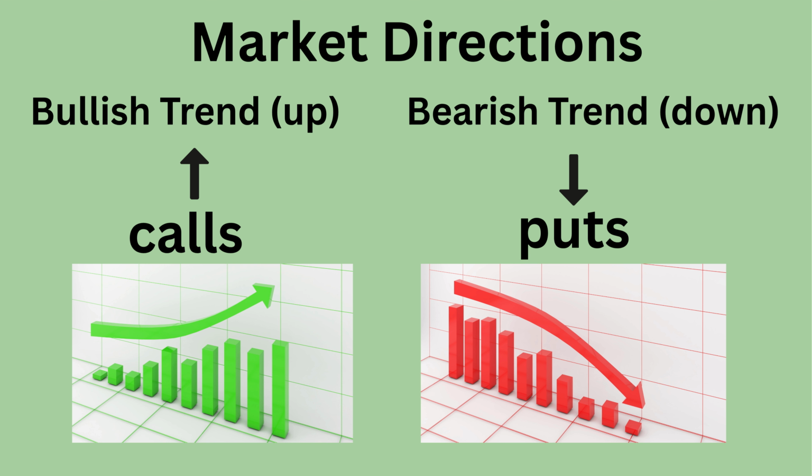There are many types of option strategies, but we are only going to focus on the basic standard options in this video since this is meant to be a beginner's tutorial. Calls are a bullish trend, which means you believe the market is going in an upward trend. Puts are a bearish trend, which means you believe the market is heading on a downward trend.